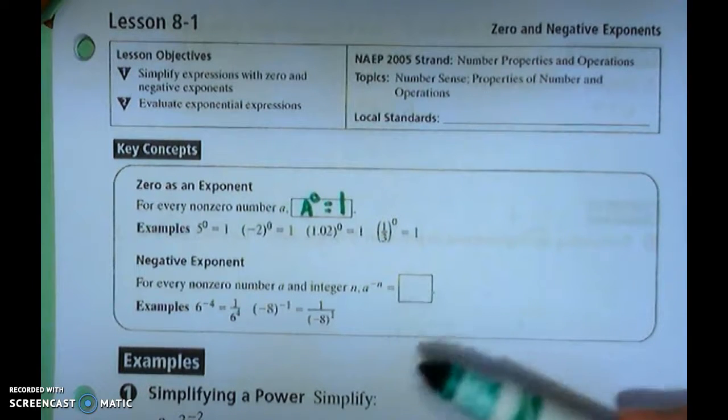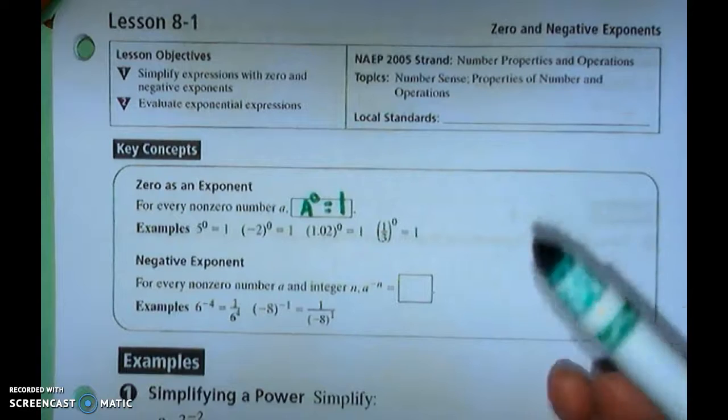Okay, so I could have $1 million. If I take it to the 0 power, it is still 1.